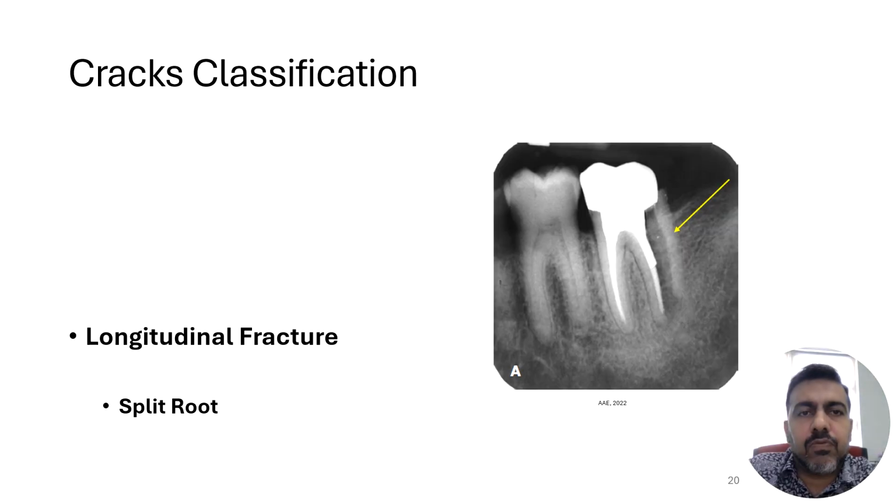The other classification of longitudinal fractures is split root, which is a continuation of a crack or vertical fracture, whereby the fracture segments are completely separated longitudinally. It may occur buccolingually or mesiodistally. It may cause an isolated periodontal defect, Sandner's tract, and it may be radiographically evident. In this case, you can see a root canal treated tooth with a fixed prosthesis and post and core, and the distal part of the distal root is separated totally from the root and the crown.